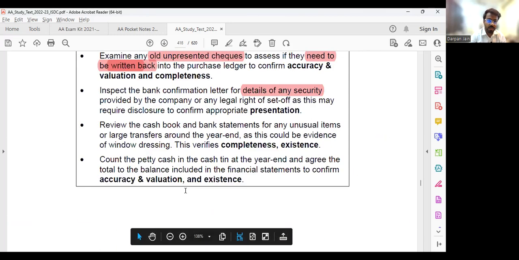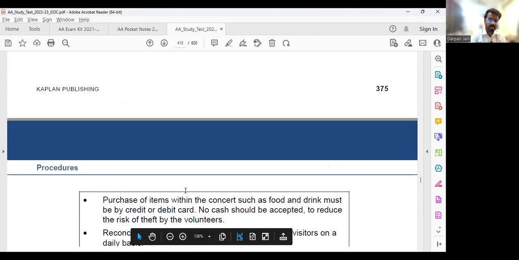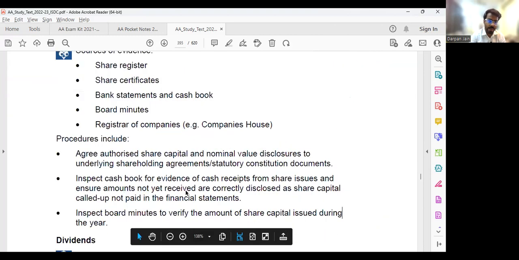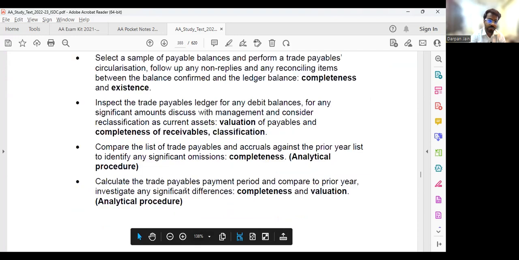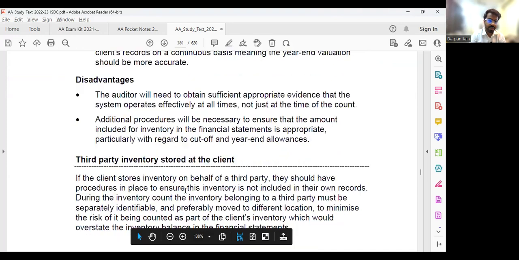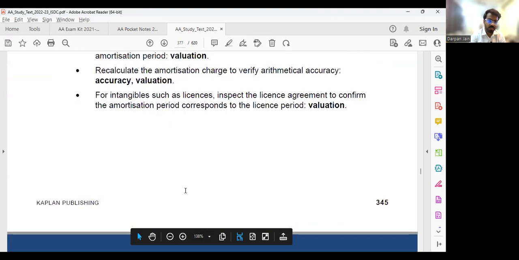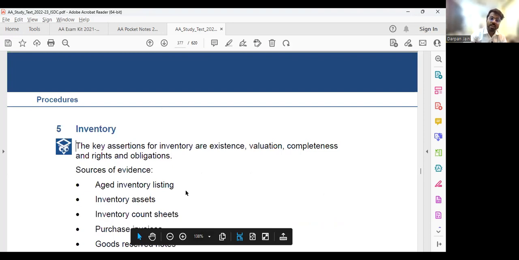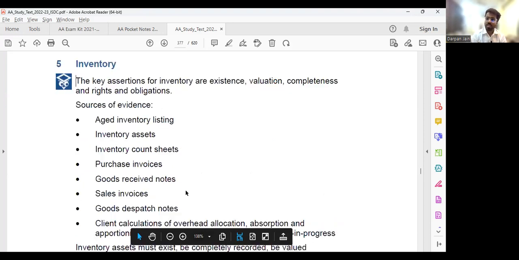Now, let's go back and move towards the next area. Non-current assets is done. Yes. The next area is inventory.